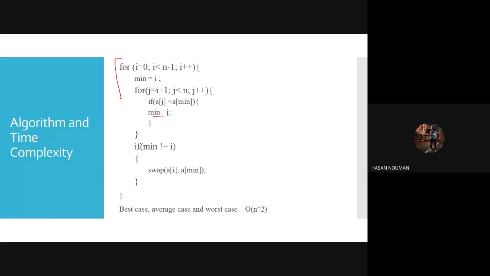Can you see there are two for loops? Yes, ma'am. For the first for loop, it's 1 plus n plus 1 plus n plus n, so it's 3n plus 2. For the second for loop, it's the same, ma'am. Then after multiplying, we will get n power 2, n square.